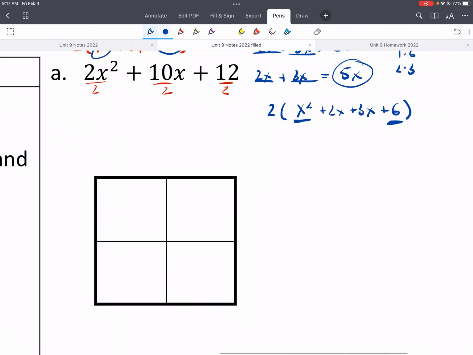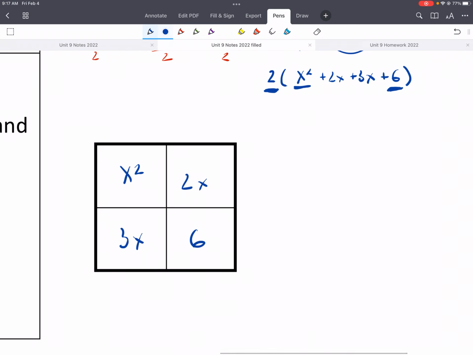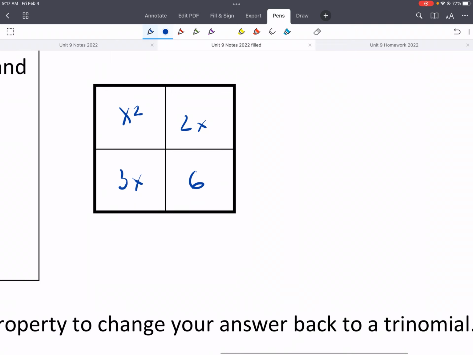All right, so now we could do our x squared and our 2x and our 3x and our 6, just like we normally did. But we have this 2 out here. What are we doing with that 2? Well, that 2 is going to go when we're all done. We're going to have this 2 out in the front.